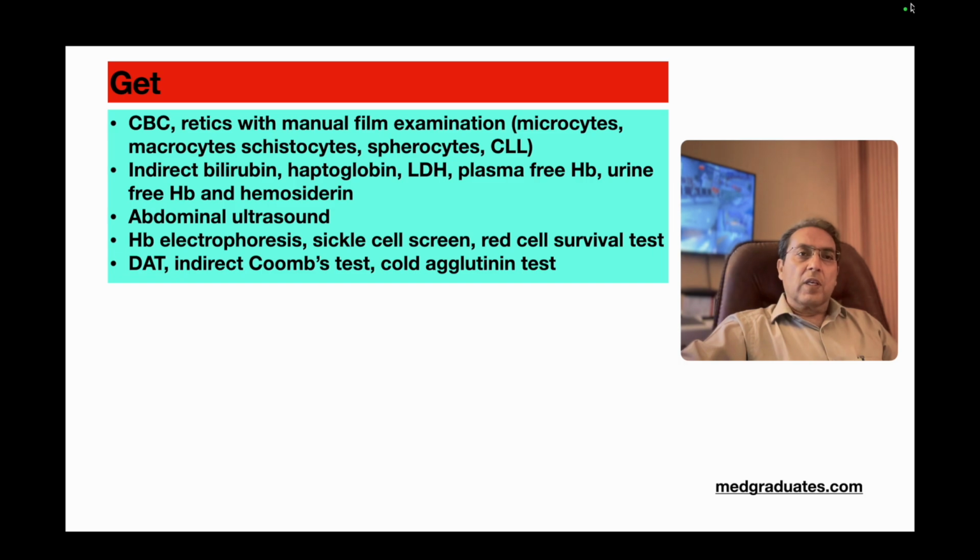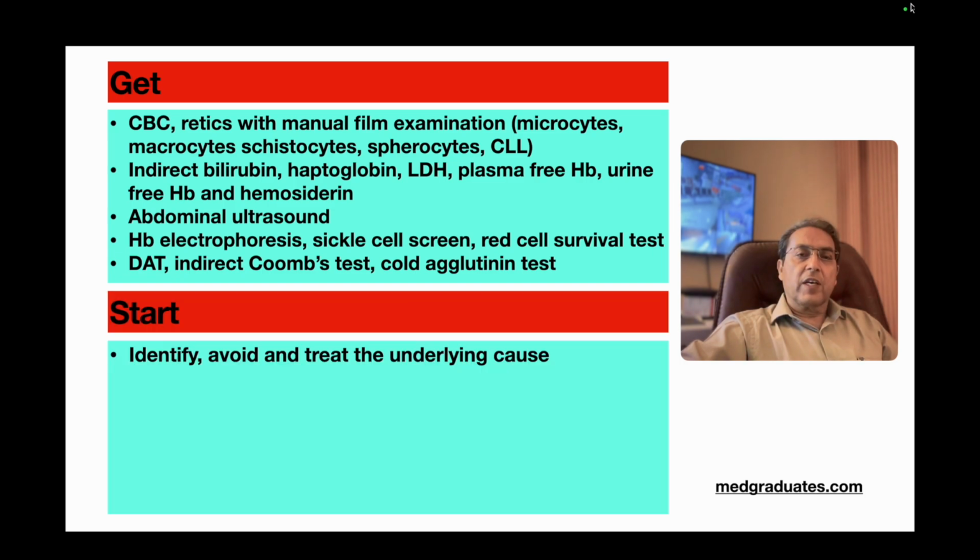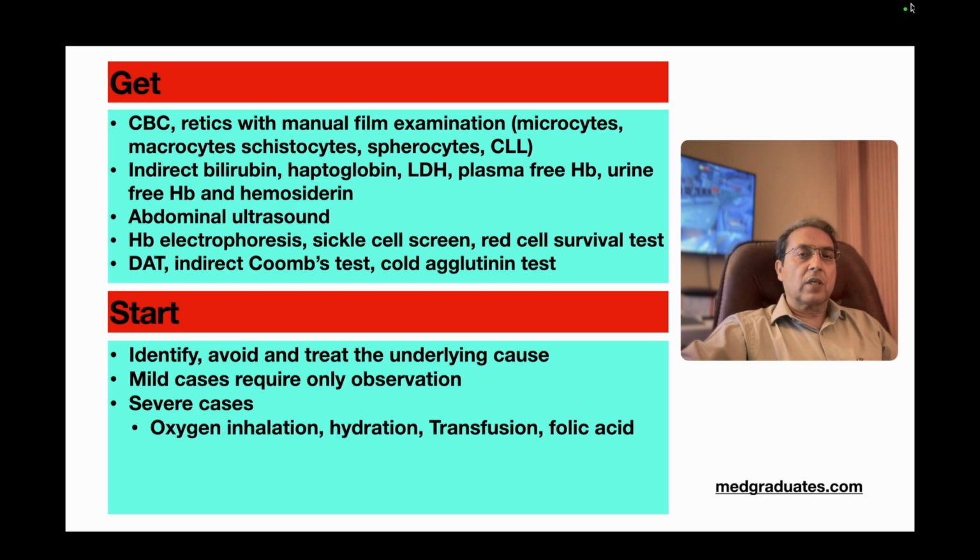When you get a patient with chronic hemolytic anemia, what you can do is identify, avoid, and treat the underlying cause. That is the most important. Mild cases require only observation, nothing much. But in severe cases, when oxygenation is compromised, you may give oxygen inhalation and hydration. The patient may require transfusion. Packed cell transfusion should be given, and in conditions where multiple transfusions are required, one should give iron chelation therapy as well. And folic acid should be added because increased turnover of cells may cause a relative deficiency of folic acid, so folic acid supplement may also be provided. And as already mentioned, patients who are losing hemoglobin through the blood may also require iron supplementation.